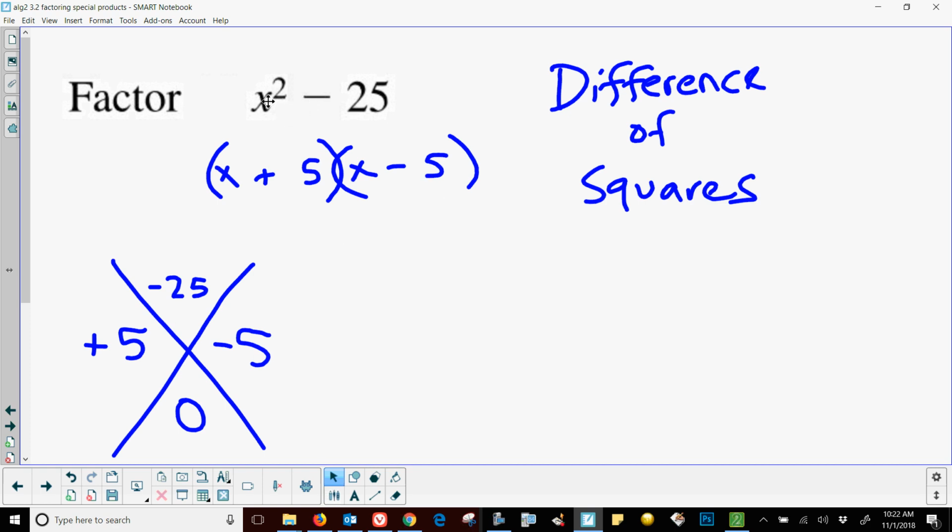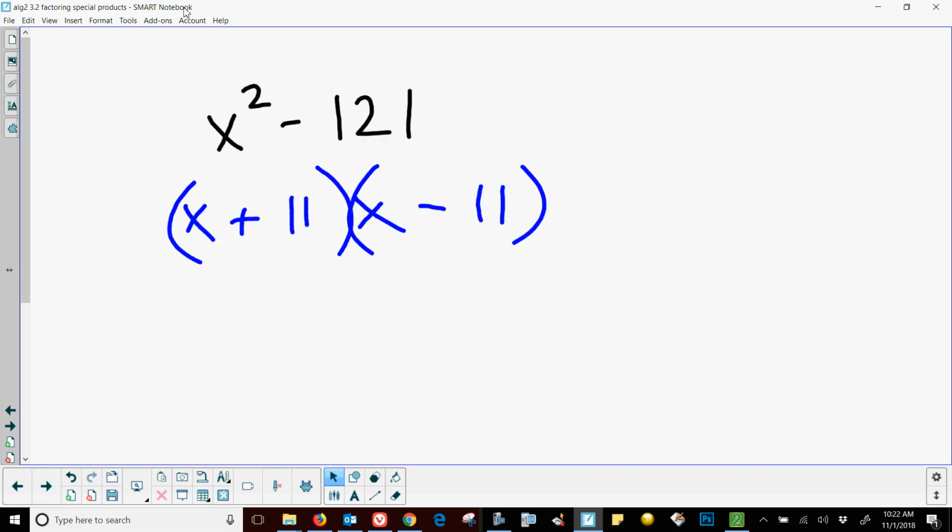But if this can basically square root into something even, and this can square root into something even, and there's a subtraction sign that goes with it, because remember, we can't square root the negative 25. We'll get an imaginary number. It's not what we're looking for. But if this 25 can, then we do it. So I put up x squared minus 121, and they said, well, that's x times x, and that's 11 times 11, and there's a subtraction sign.